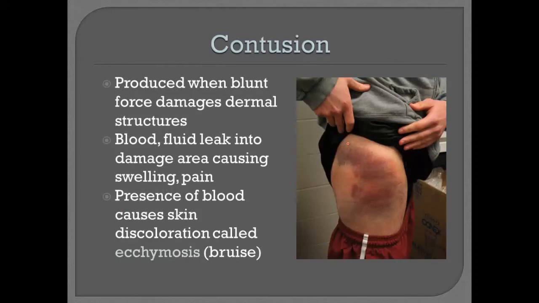This is an example of a contusion. This is produced when blunt force damages the dermal structures, and blood and fluid leak into the damaged area and cause swelling and pain. The presence of blood under the skin causes the skin discoloration, and the word for this, which you'll need to know, is called ecchymosis. Ecchymosis is the fancy word for a bruise.